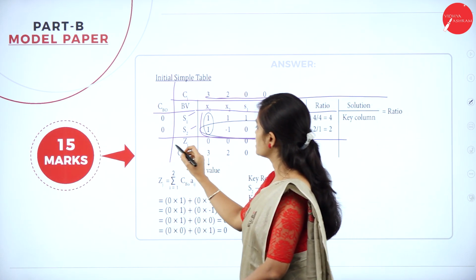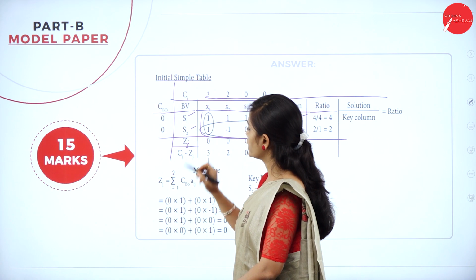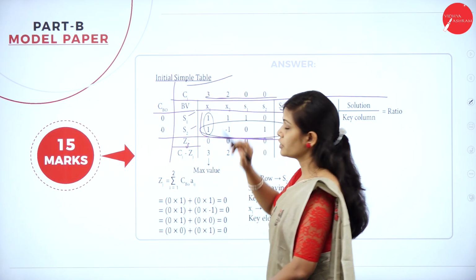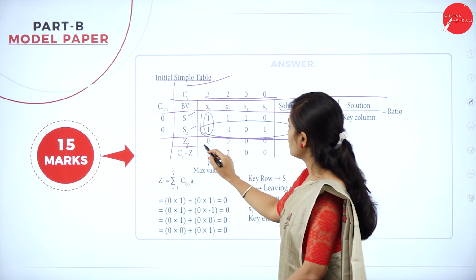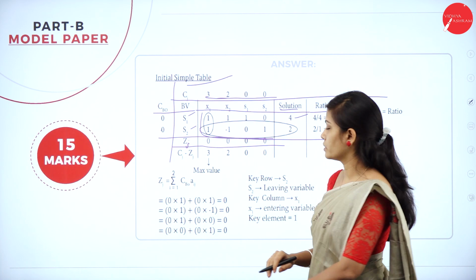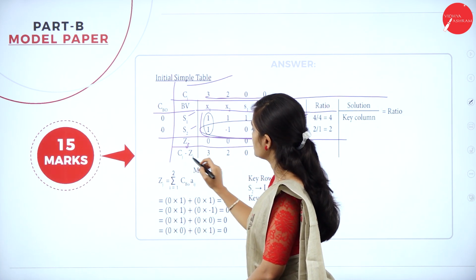Next is Zj. How to calculate this Zj? 0 into 1 plus 0 into 1. In the first initial simplex table, all the Zj values are always 0 in every problem. That is in the simplex method. So next is Cj minus Zj.